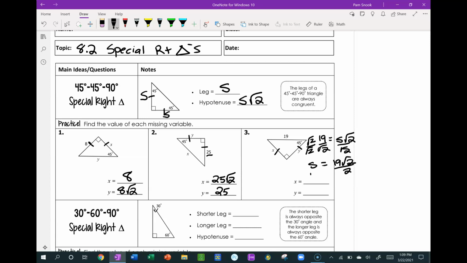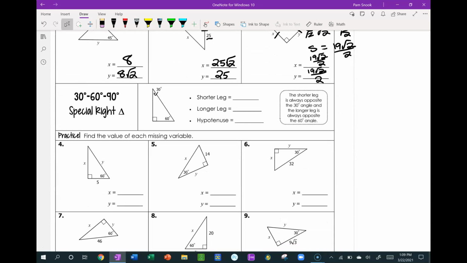So put in for x, 19 root 2 over 2. X and y are congruent, so y is 19 root 2 over 2. Had to do a little bit of work there. Not too bad. Now we're going to do 30, 60, 90 triangles.